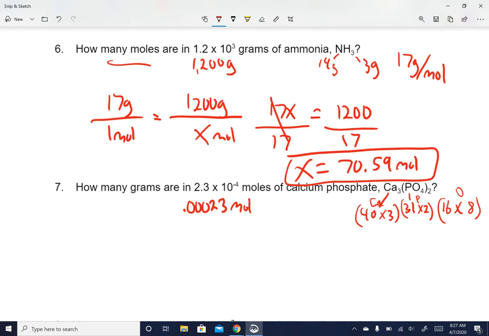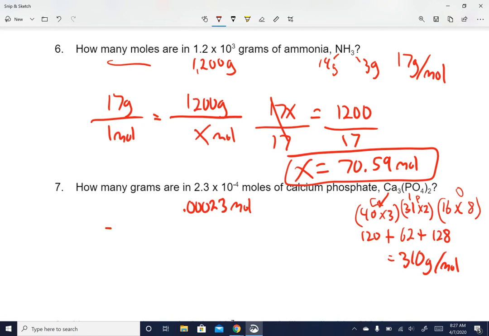So 40 times 3 is 120, plus 31 times 2, which is 62, plus 16 times 8, which is 128. Right? So this is 128, this is 62, this is 120. Add those up, and we get 128 plus 62 plus 120, and we get 310 grams per mole. That is the gram formula mass or molar mass of calcium phosphate. Regents likes to do this because they want you to screw up with the subscripts, so don't let them win. All right, so that's 310.